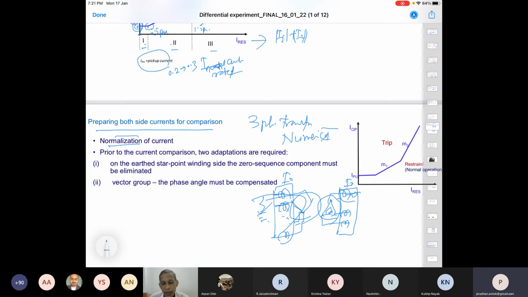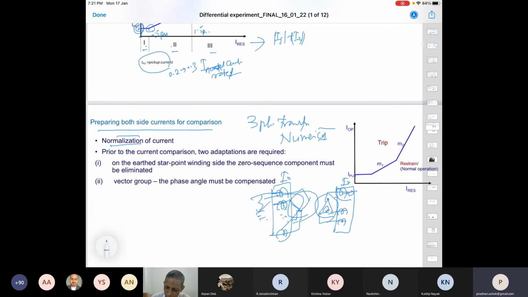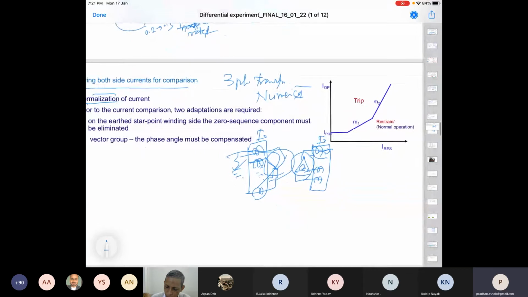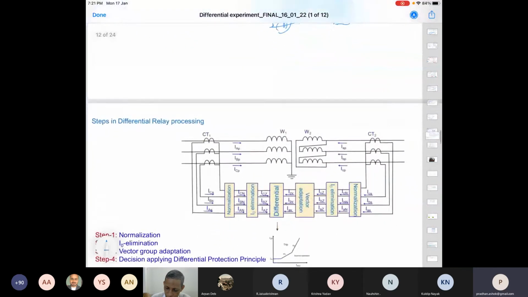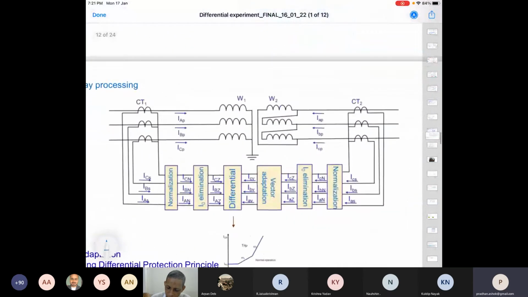So this additional current on this side must be subtracted from the system. Otherwise, again, there will be spill current in the differential protection arrangement. So like that, you can say that issues are there in terms of that. So to address that, we will elaborate on the steps.